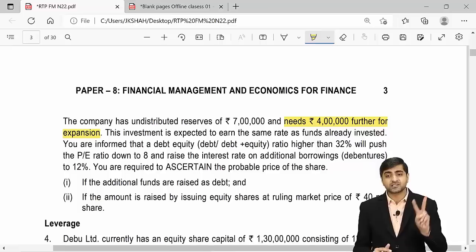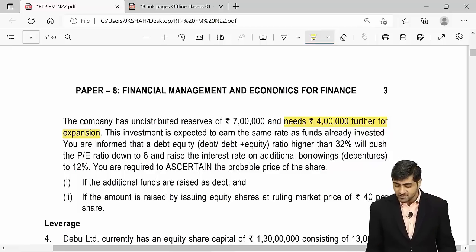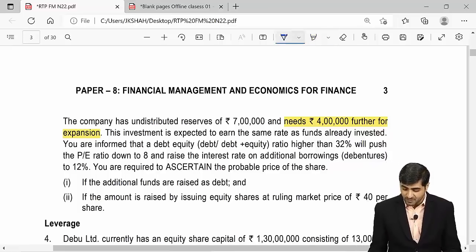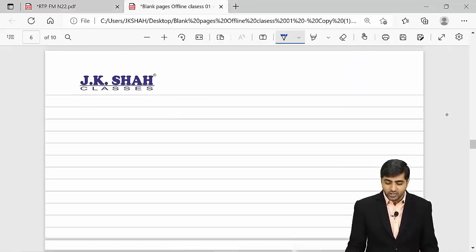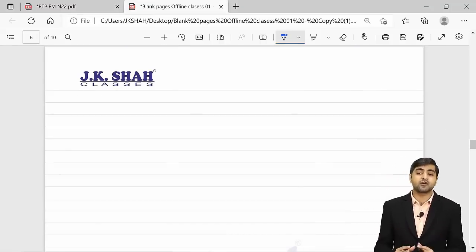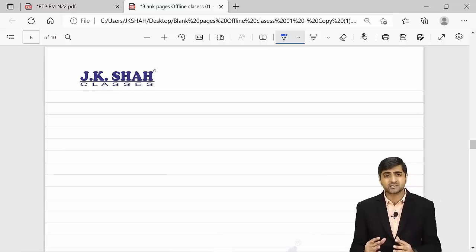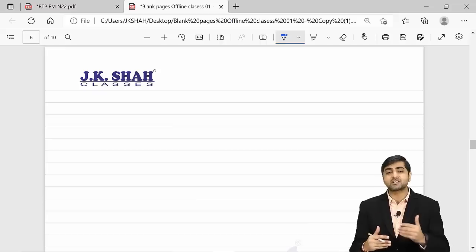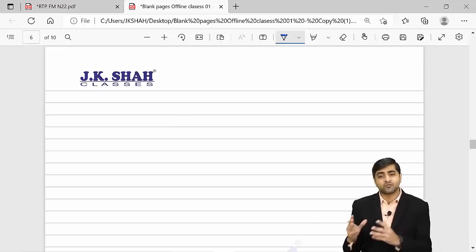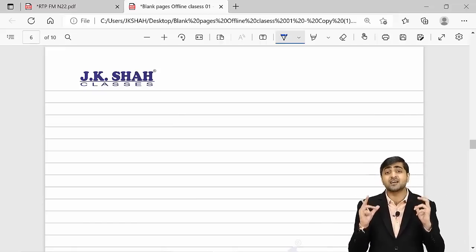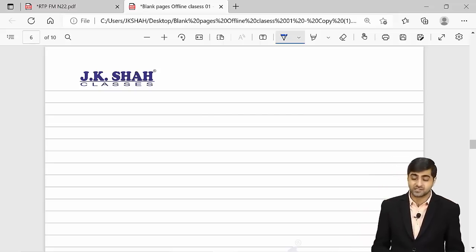So there are two options available. What are the two options? We can raise this 4 lakh rupees by taking additional funds by way of debt, or else by issue of equity shares. So I always want you all to first start with your summary of financial plan. This question we will not solve in much detail because it's a common question, one of the questions you'll also find in the study module, but you have to understand the approach and the process to solve it.